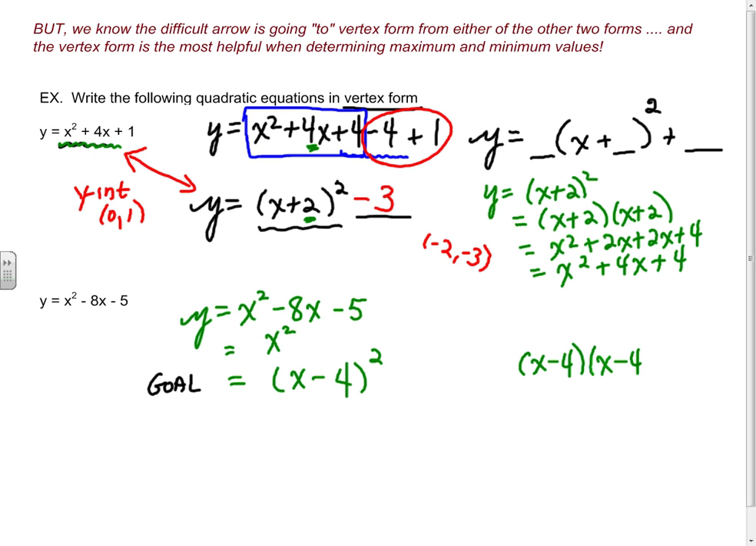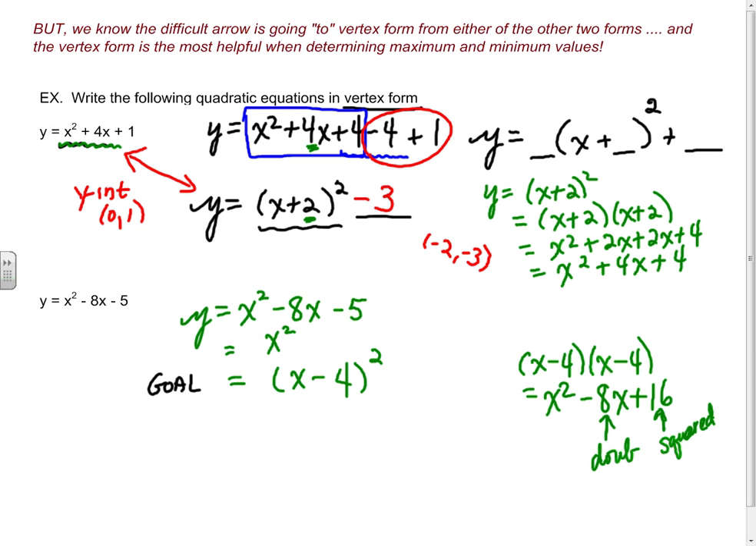If you can't do it in your head, do it off to the side. X minus 4 times x minus 4, which is x squared minus 4x minus 4x plus 16. This is minus 4 doubled from outside inside. This is 4 squared from last. Those are the numbers you're thinking about.